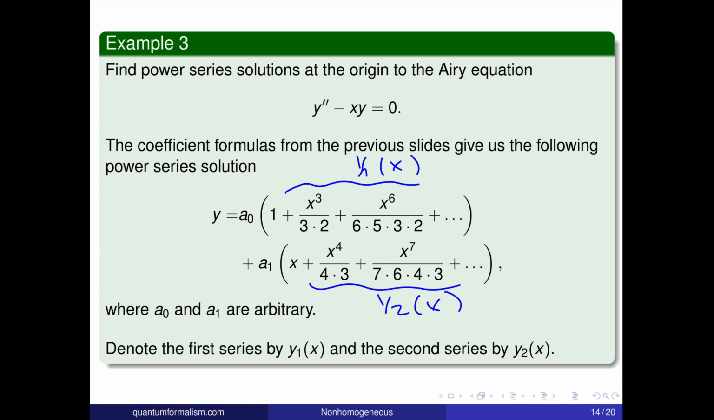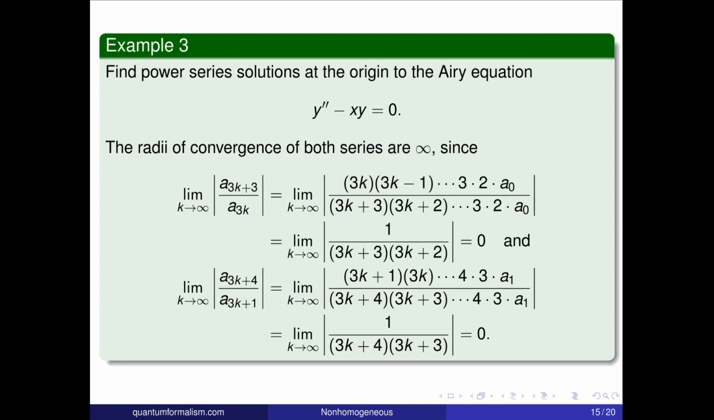On the previous example, we just got the Taylor series for sine and cosine, which we already know have infinite radius of convergence. But these, we might want to figure out what it is. In this case, actually, the radii of convergence are also both infinity. And we'll see a reason for that in a second, besides this ratio test calculation, but we can do the ratio test to calculate it.